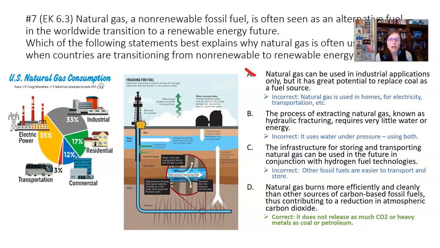Okay, natural gas, a non-renewable fossil fuel seen as an alternative to the worldwide transition to renewable energy. Which of the following statements best explains why it's used as a fuel when countries are transitioning from non-renewable to renewable? Well, natural gas can be used in industrial applications only. Heck no. It's used for all sorts of great stuff. So power, heat, homes, transport.